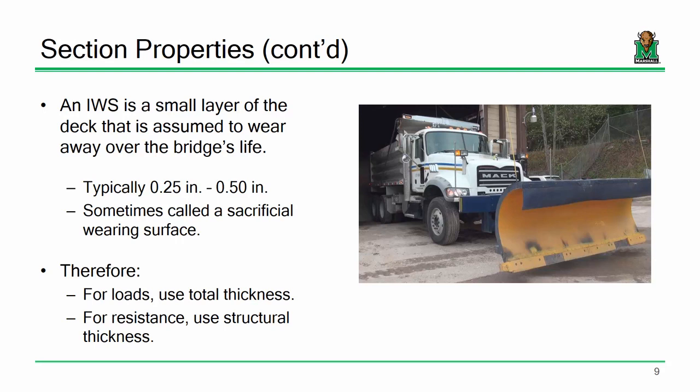The point is, when we calculate loads, the loads that are on that structure, we're going to want to use the total thickness, the full 8.5 inches. But when we're on the other side of the equation calculating the resistance, how strong that given element is, we can't count on that full 8.5 inches because we're assuming some of that's worn away. So we're only going to consider the structural thickness. We're only going to consider the 8 inches. Does that make sense? All right.